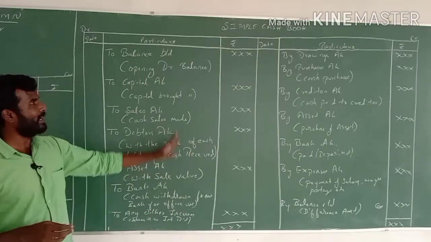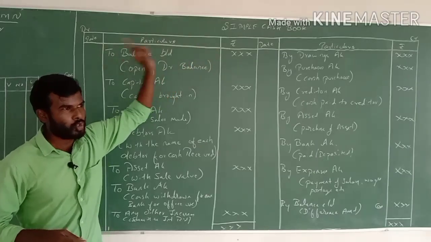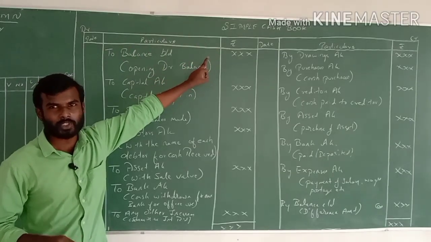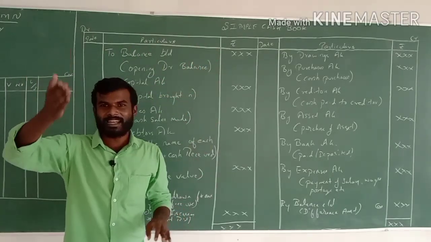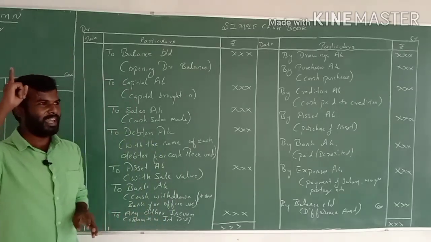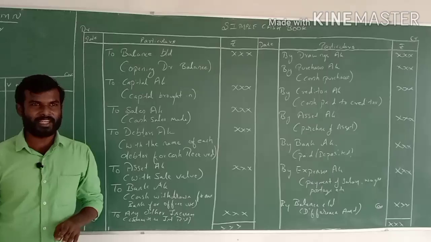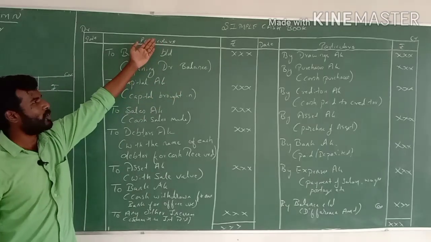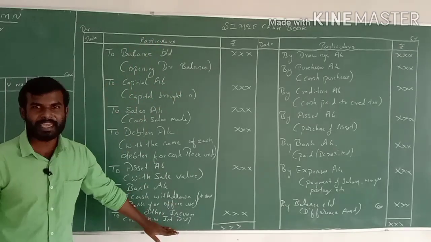So remember that cash is an asset. So asset means what happens? The asset rule says that debit increases in an asset, credit decreases in an asset. So whenever we are receiving cash in the book, it increases, so automatically we need to record it under the debit side of the cash book.